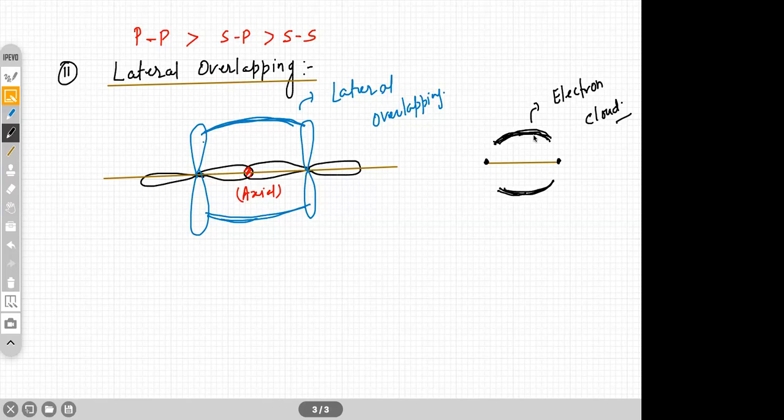Fine. So this is the electron cloud that you have, and collectively it gives one pi bond here. So a pi bond is something like this, if you can see me.